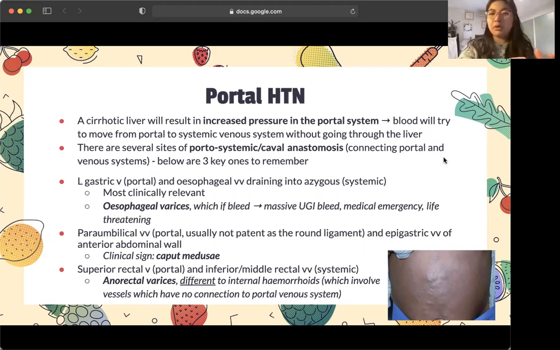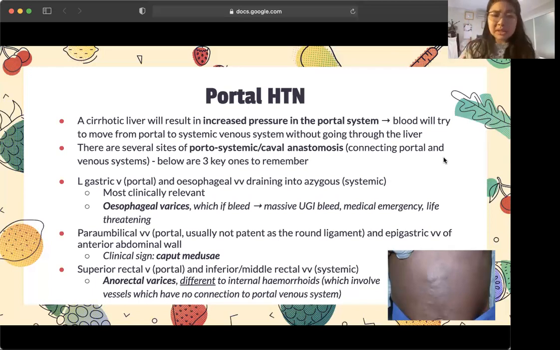It's a little bit like a roadblock. So what's going to happen is the blood will try to find other sites to go to get from the portal system back into the systemic or the caval system. On the slide here, we've got 3 key ones to remember. There are more than this, but these are the 3 ones that come up most frequently in exams and stuff.